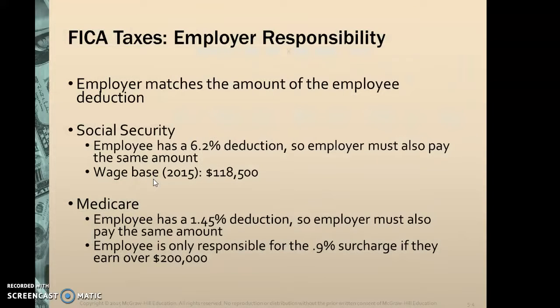Now, the employer's responsibilities, as you have learned in the earlier chapters in payroll, they must match the amount of the employee deduction for Social Security. Keep in mind the employee has a 6.2% deduction, so the employer must pay the same amount. The base rate for Social Security, remember, does have a limit of $118,500. Medicare, both the employer and the employee pay, is at 1.45%, and they each pay the same amount. If the employee earns over $200,000, the employee is only responsible for a 0.9% surcharge, and the employer does not pay that. This is covered on page 151 in your book.